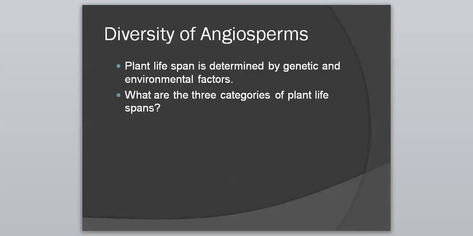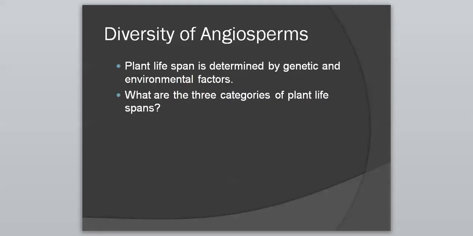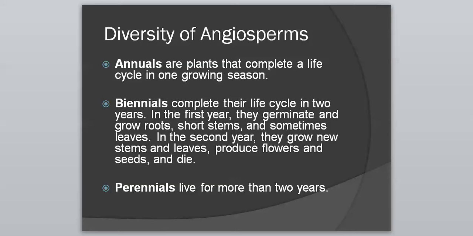And just a couple other little things we're going to talk about. The plant lifespan is determined by genetic and environmental factors. So this is why we have different things called annuals, biennials, and perennials. These three things describe the lifespan that was mentioned before. Annuals are plants that complete a life cycle in one growing season. So that means in 1 year they will grow, they'll complete their life cycle, and then they will die. So annual plants will only live during one growing season.